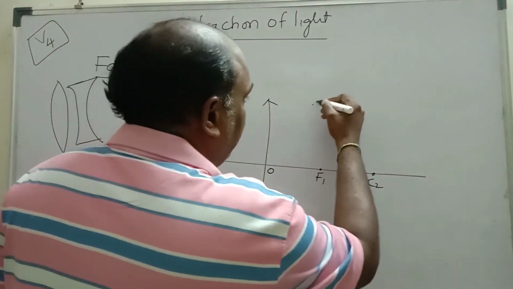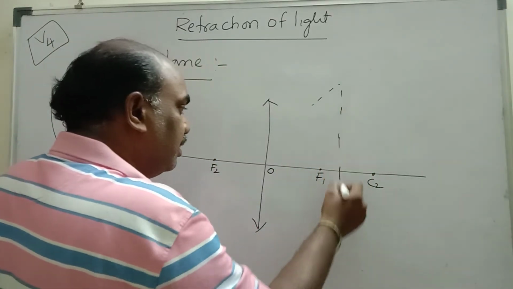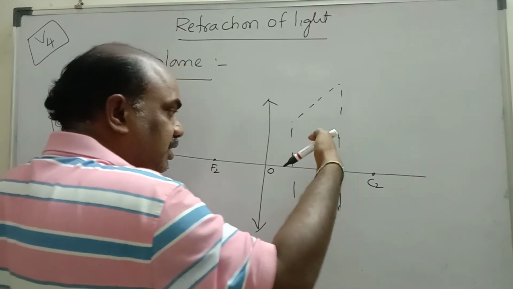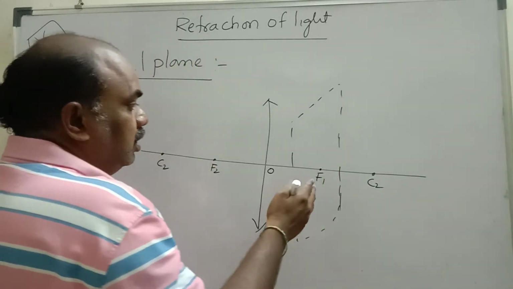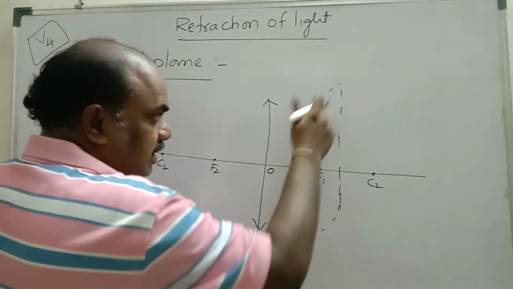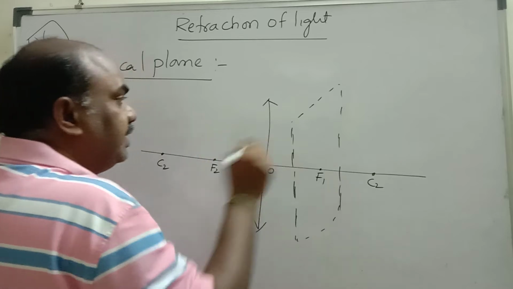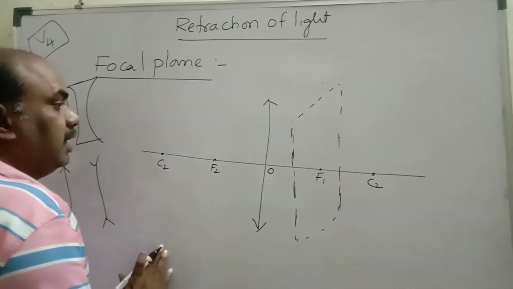That means the focal plane will be like this, just perpendicular to the focus. It will be like this, three-dimensional. Just this plane is called the focal plane. Simply you can draw it like this also. In textbooks, they simply give one dotted line.